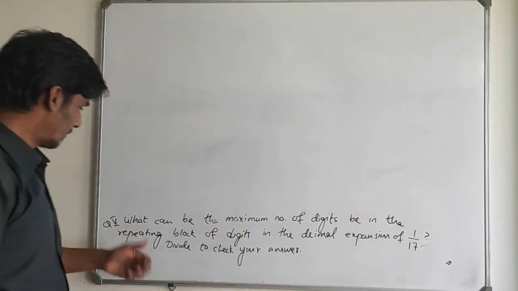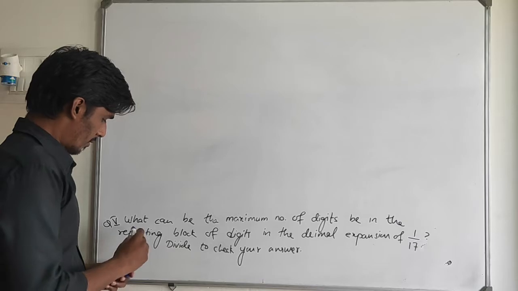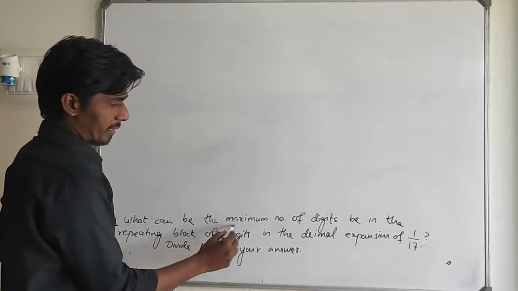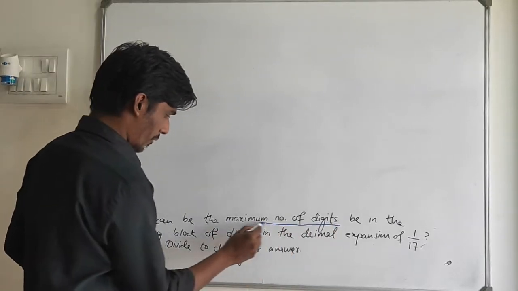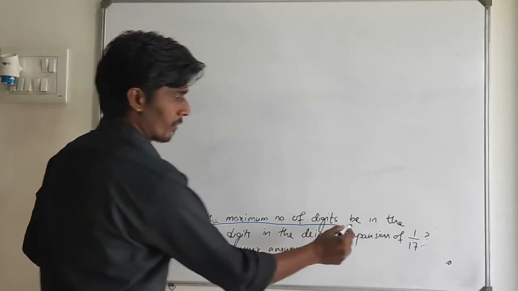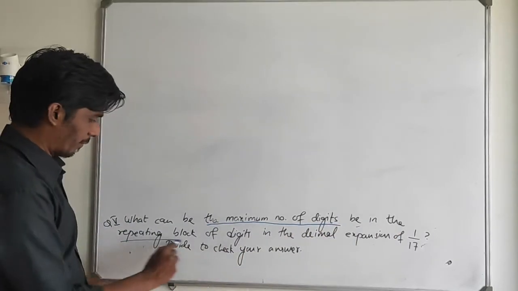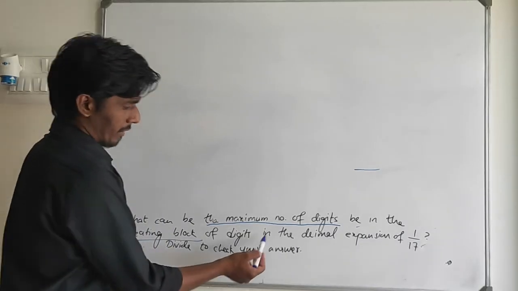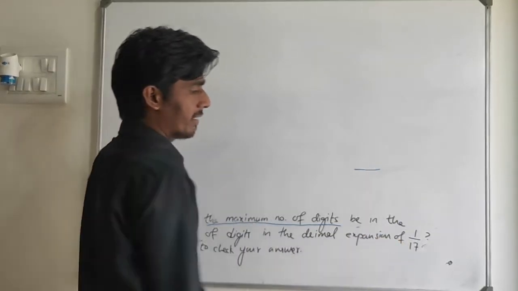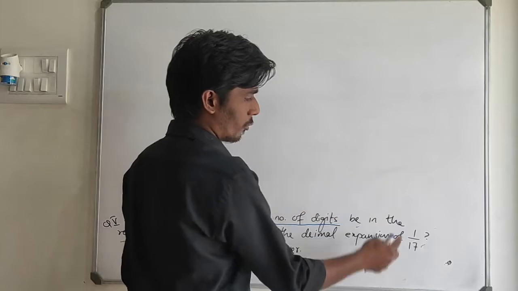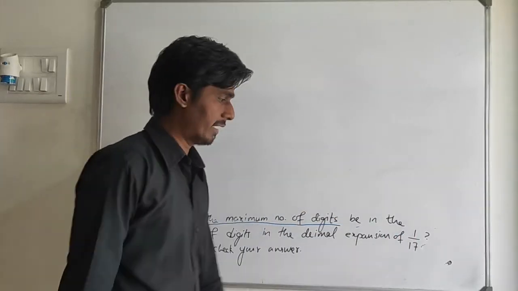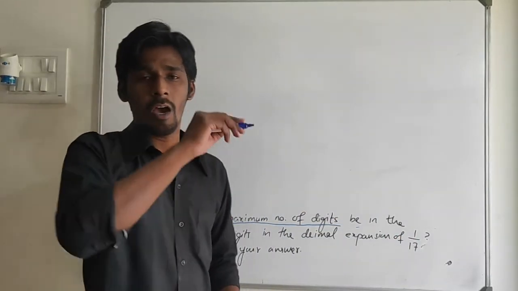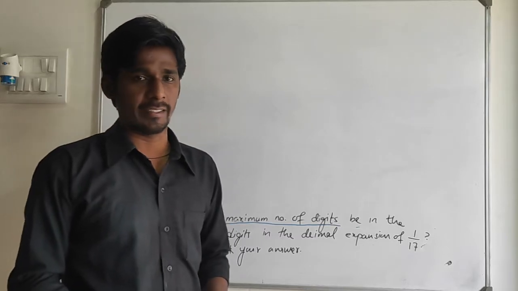Now question number 5. What can be the maximum number of digits in the repeating block? Repeating block means under the bar, in the decimal expansion of 1 by 17. What does it mean? We have to divide 1 by 17 and then find out how many repeating digits we are getting.